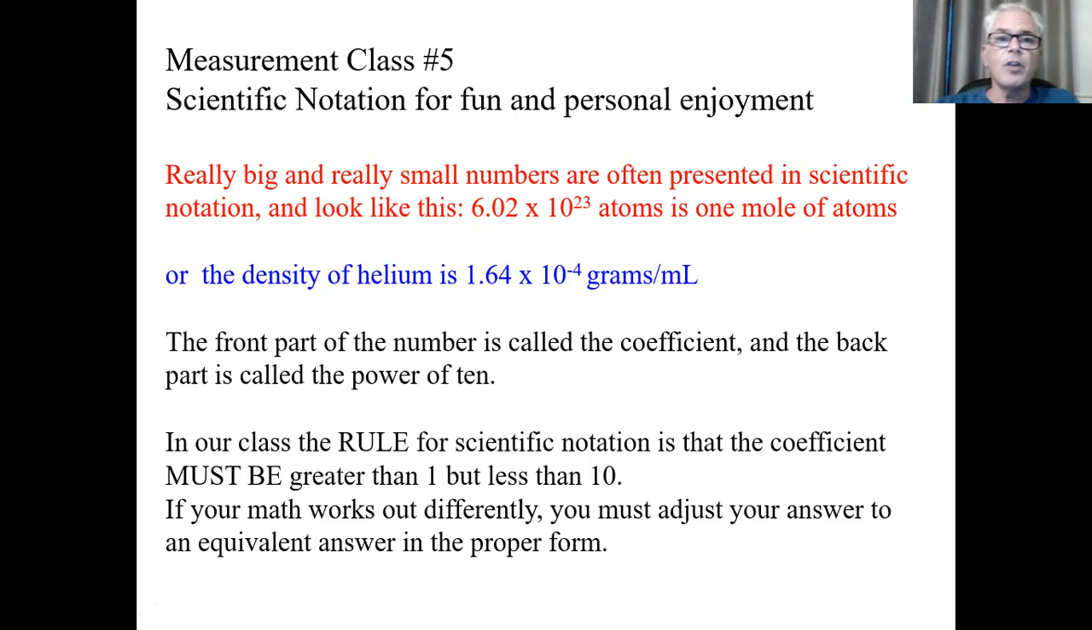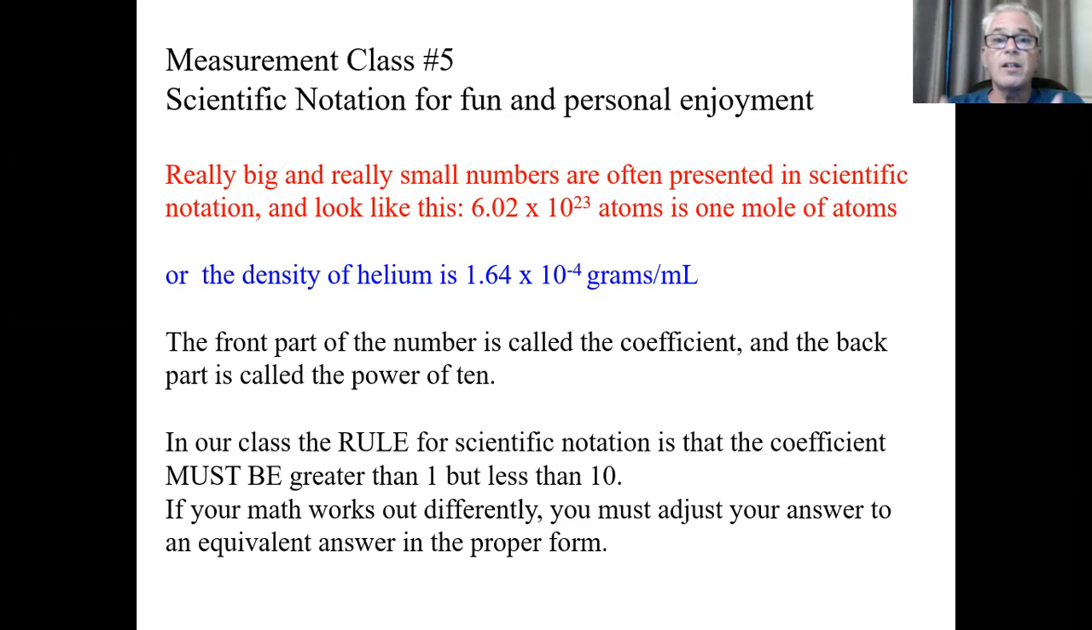Scientific notation we're going to use quite a bit in chemistry because there's lots of really, really gigantic numbers. And there's also really small numbers. In red here, this big number, 6.02 times 10 to the 23rd, that actually has a name. It's called Avogadro's number. We'll get to that another day. And that is the number of atoms in a mole of atoms. And that's also the number of molecules in a mole of molecules.